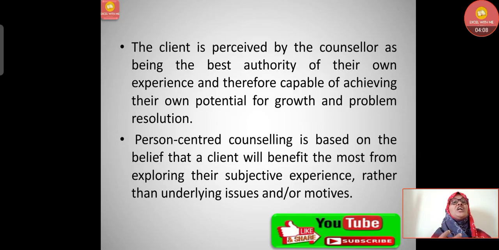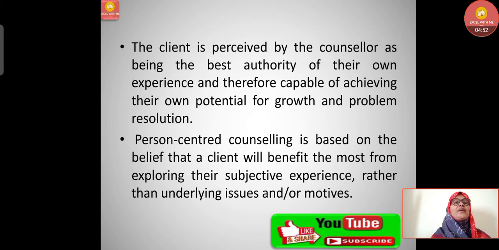Now let's understand what the client thinks. The client is perceived by the counselor as being the best authority of their own experience and therefore capable of achieving their own potential for growth and problem solution. So the clients are the best authority of their own experiences. So what will these counselors do? They will give the opportunity to understand the capabilities hidden inside, the potentialities hidden inside to grow further and solve the problems.